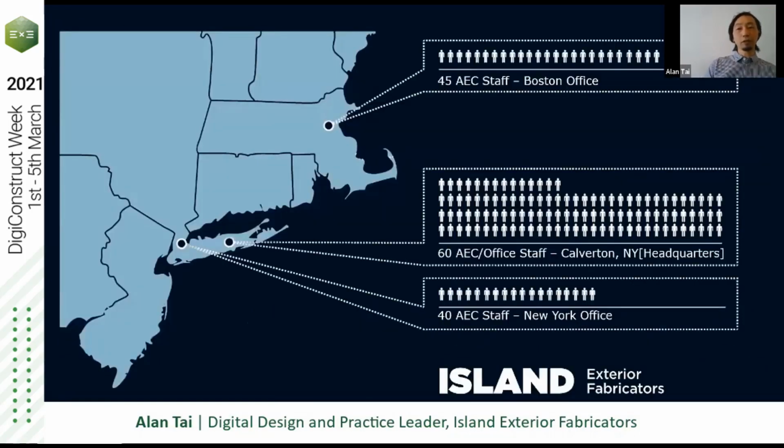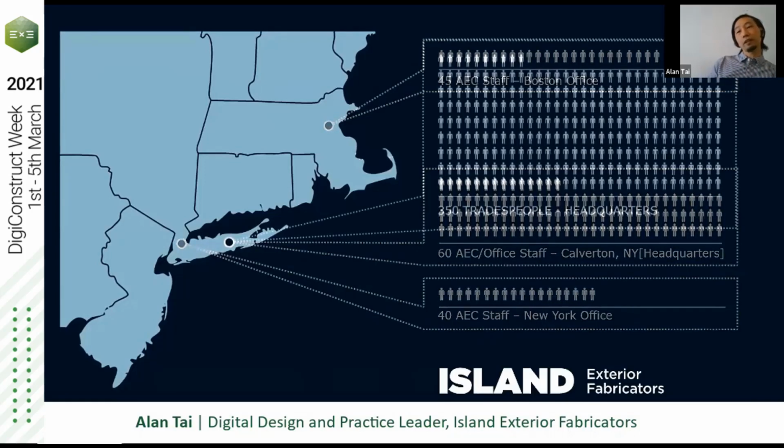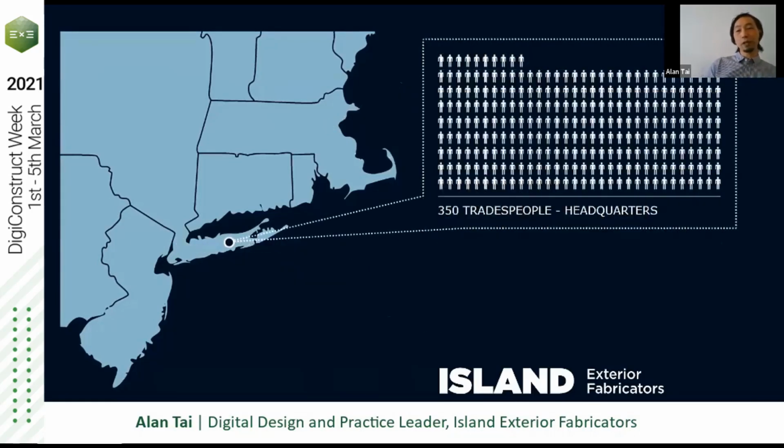So here's our geographic location. We have 45 people in Boston, around 60 AEC staff in Calverton, 40 in New York, and a total of close to 350 to 400 tradespeople in our headquarters.